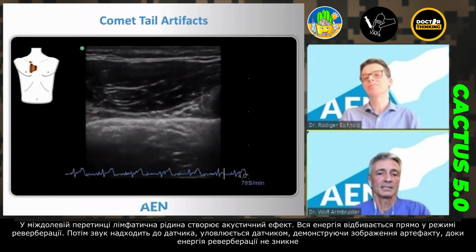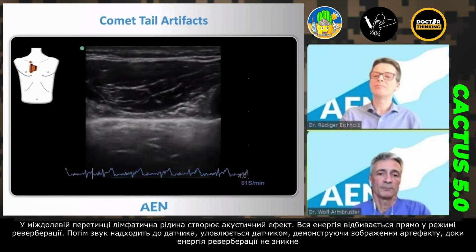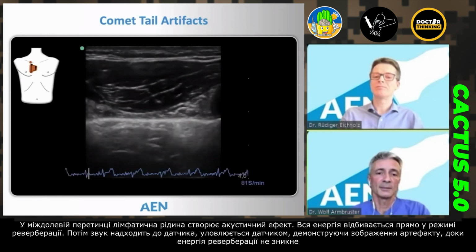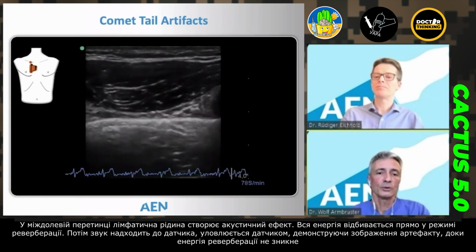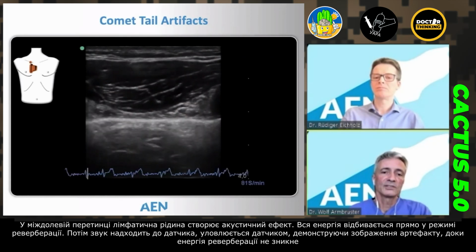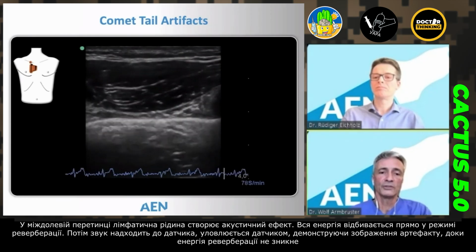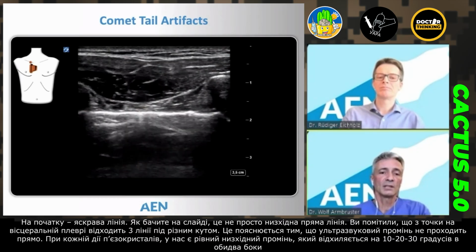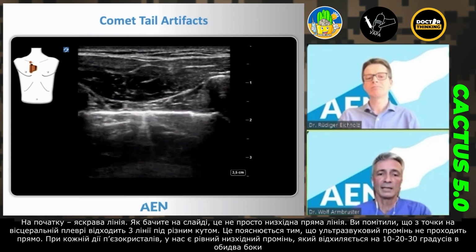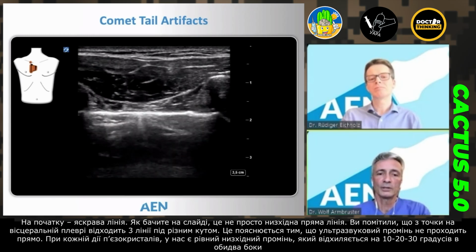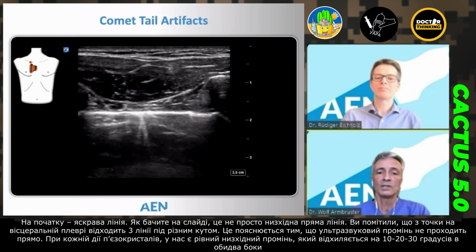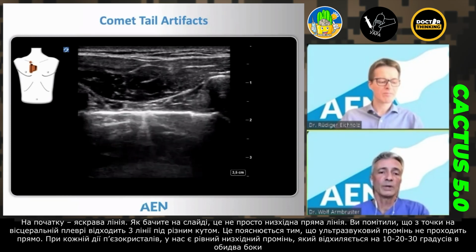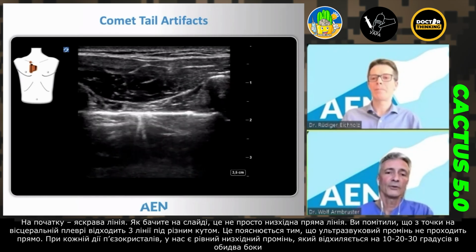So all the energy is reflected directly in a reverberation mode, so that the sound that's going back to the probe and detected by the probe shows some kind of artifact picture until the reverberation energy is gone for the scanning moment. So it starts with a bright line, and as you see in the picture here, it's not just a straight line downwards, but you mention from one point of the visceral pleura, you have about 3 lines at a different angle.